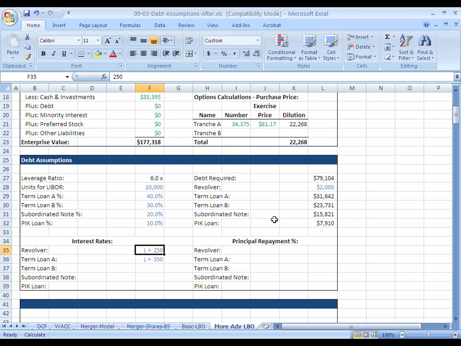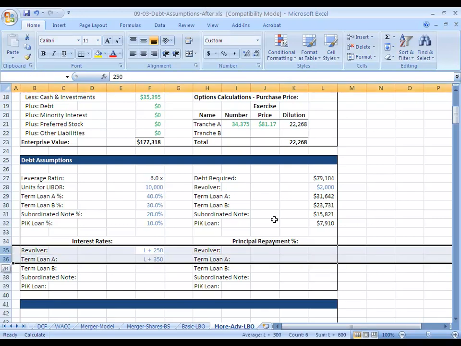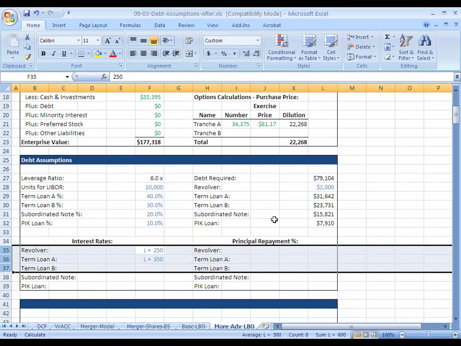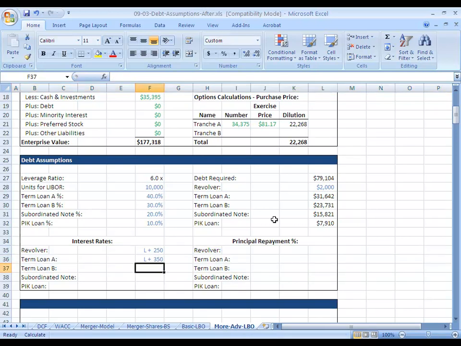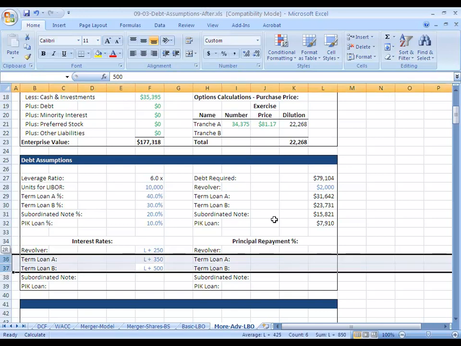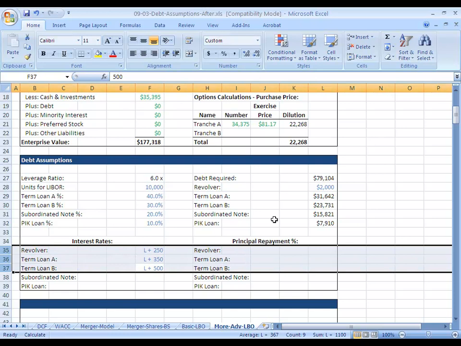Now, as we move down from the revolver to term loan A to term loan B, the interest rates here generally go up. So for term loan B, I'm going to say LIBOR plus 500 basis points. So if LIBOR is 3%, then term loan B would be at 8% interest. Now, the important thing to note here is that LIBOR changes all the time. It's going to change from year to year, so these interest rates are also going to change. If the economy worsens and the government drops interest rates, these interest rates on debt will also drop. If the economy improves, there's inflation, and the government raises interest rates to combat that, then these interest rates will also rise.